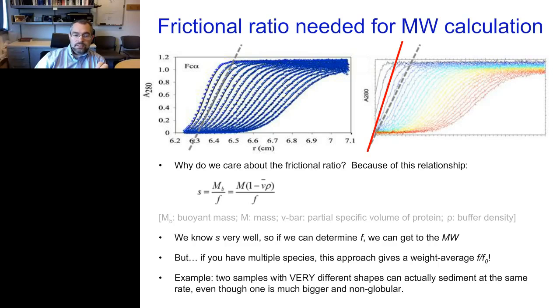One thing that is an important corollary is that if you have two samples that have very different shapes, you can potentially have something where they co-sediment. They sediment at the same rate, even though they have widely different shapes and different masses, because of the effects of this frictional coefficient and of drag. And I'll talk at the very end of the seminar about how one can resolve situations like that.